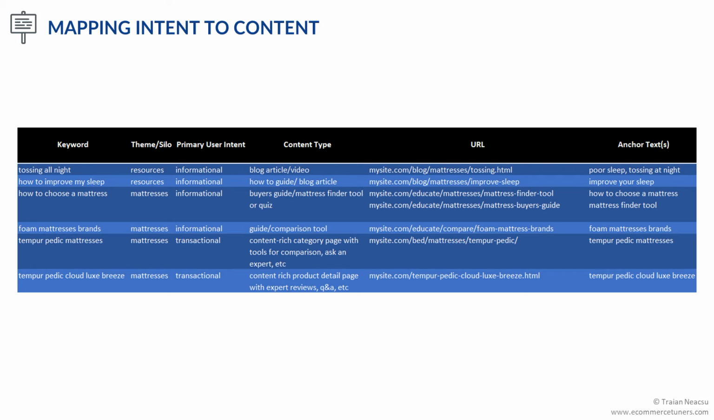Now you need some more details. The URL represents the page you want to rank with in the SERPs. This is the page that you deem to be the most appropriate to rank with. In our example, for the keyword Tempur-Pedic Cloud Luxe Breeze, you will want to rank with the product page. In the anchor text column, you will list the internal anchor text used to link to the targeted URLs.